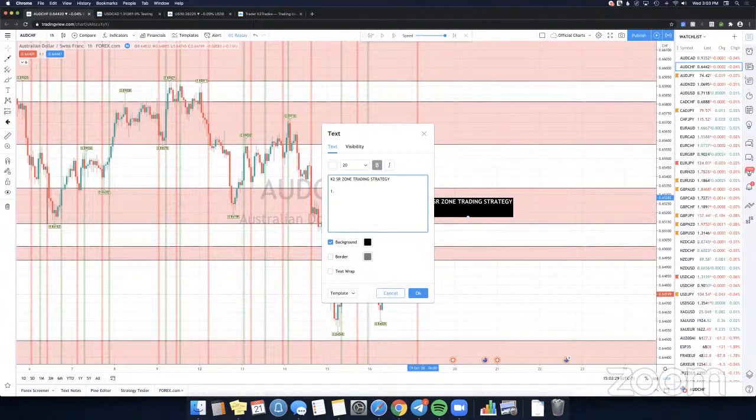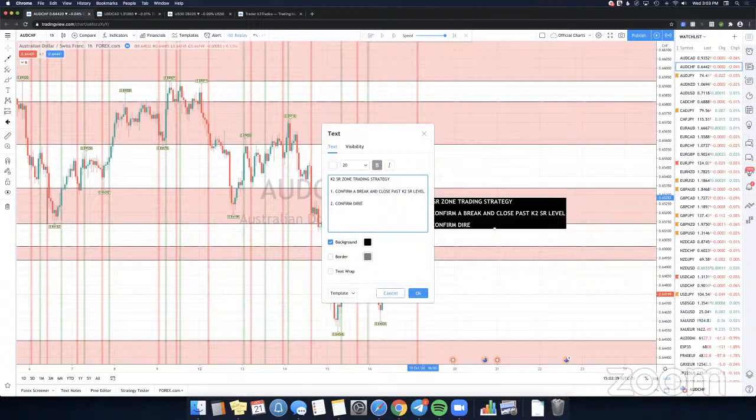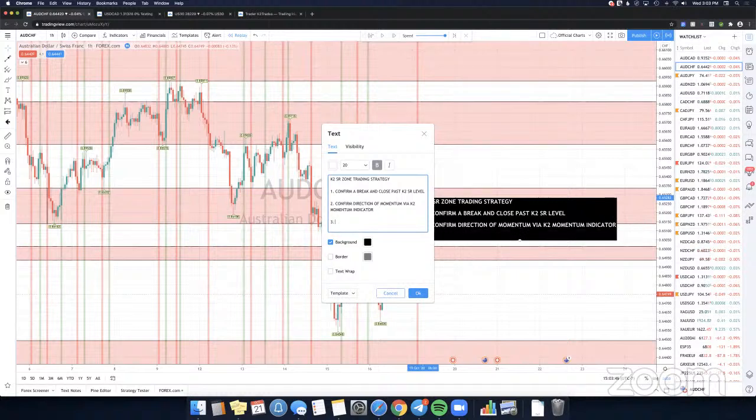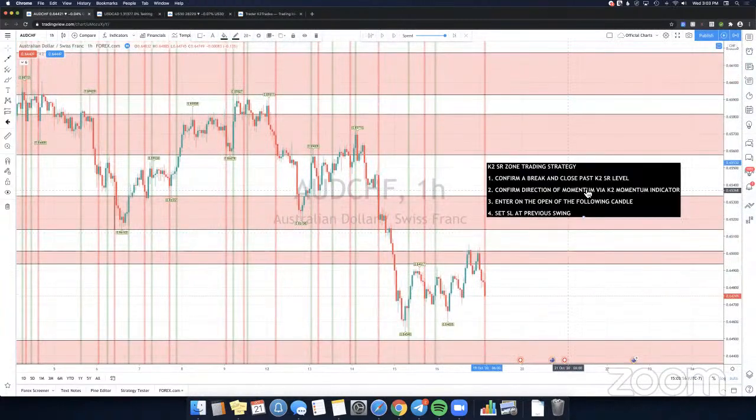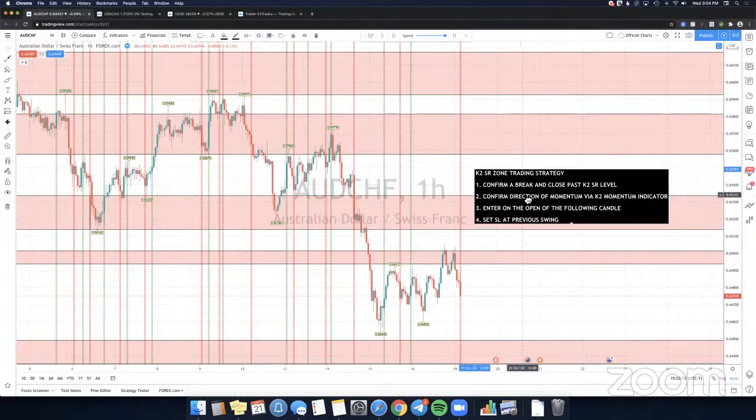So first, you just want to confirm a break and close past K2SR level, and then confirm direction of momentum using the K2 momentum indicator. And then lastly, you can enter on the open of the following candle, and then set stop loss at previous swing. All right, cool. So like right here, for this entry, we would confirm that.